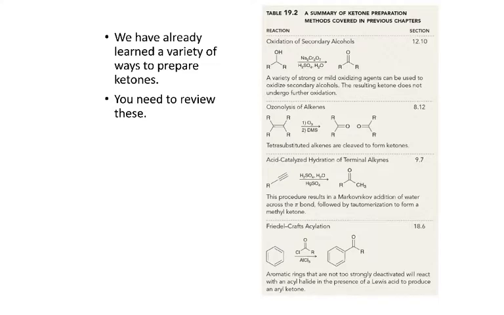Similarly, we learned a number of ways to generate ketones. Earlier this semester, we learned about oxidation of secondary alcohols. And then last semester, we learned about ozonolysis of alkenes, and then acid-catalyzed hydration of terminal alkynes. And then also this semester, last chapter, we learned about Friedel-Crafts acylation, which is another way to make ketones.